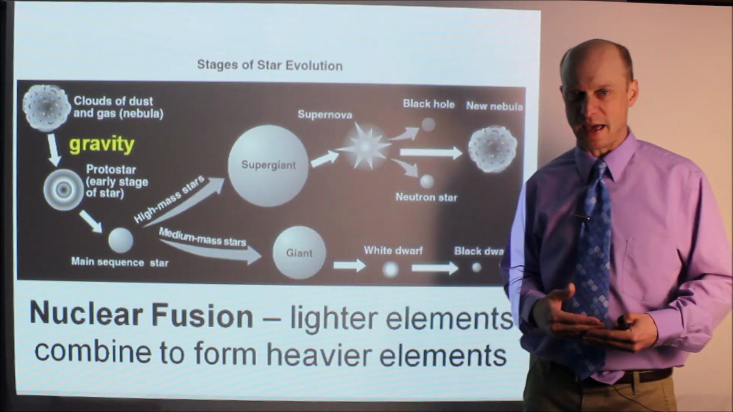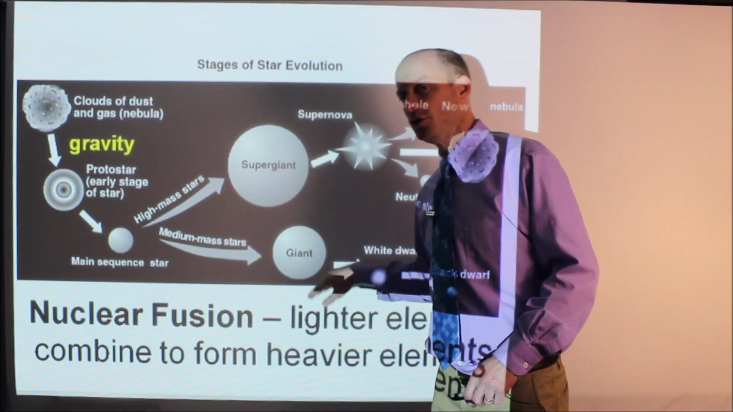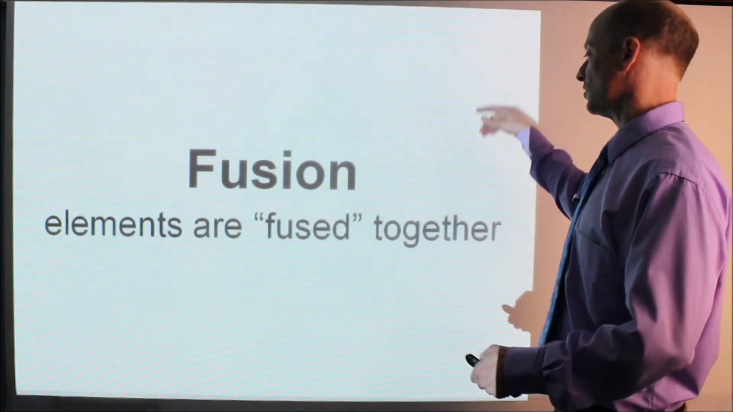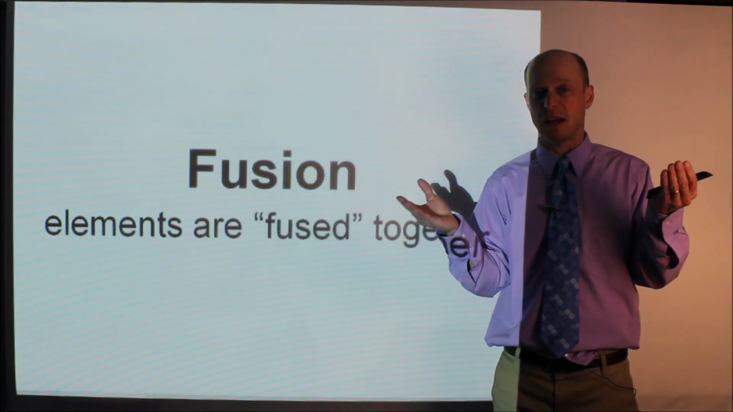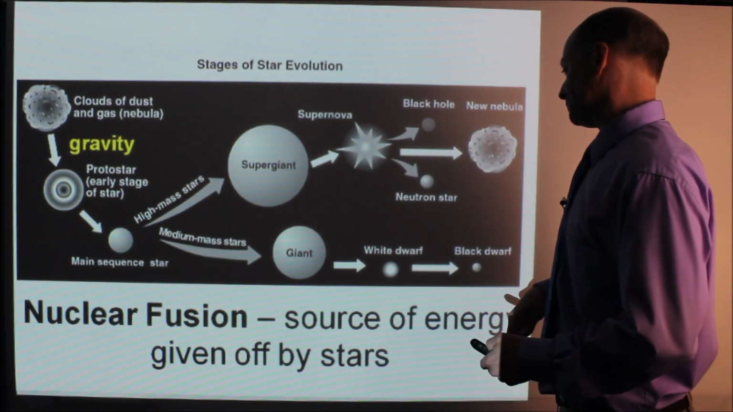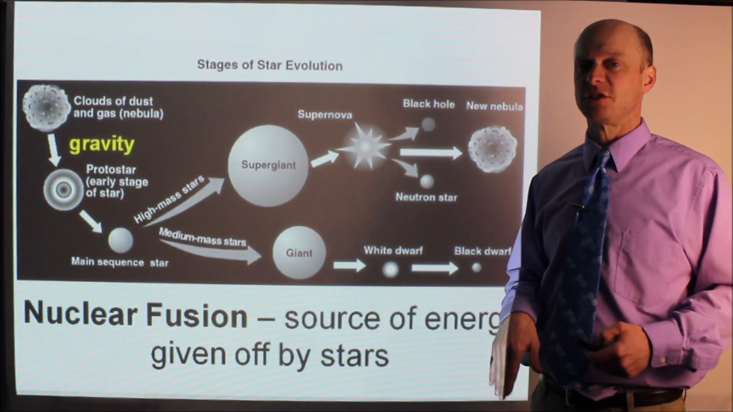That's the splitting of atoms, and that's what we do at nuclear power plants here on Earth. But nuclear fusion happens in stars. That is the source of the energy. Their elements are fused together. That's kind of what I used to help remember that myself. Fused together. And nuclear fusion is the source of all energy given off by stars.